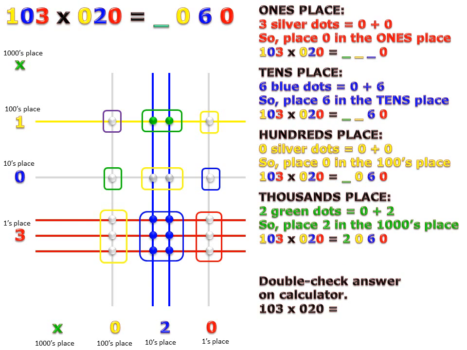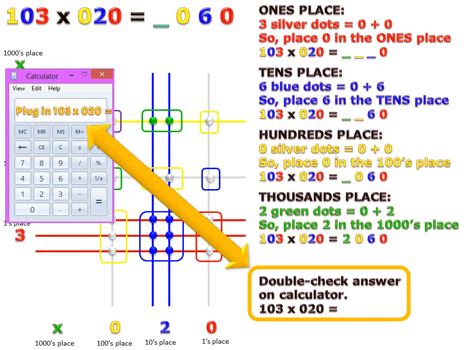Now we're going to count our green dots, which are in the thousands place. So we only have 2 green dots, so 0, there's going to be nothing to carry over to the 10,000s place. But we do have 2 in the thousands place, so write that in. 103 times 20 equals 2,060.